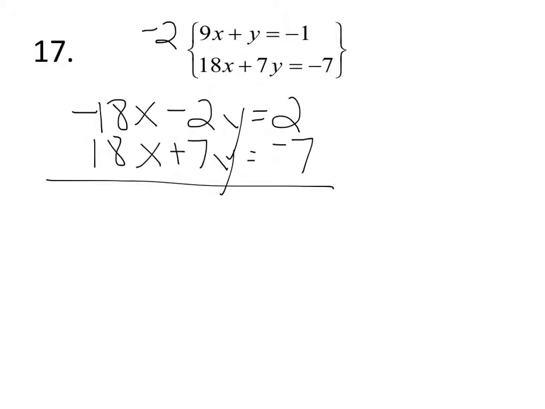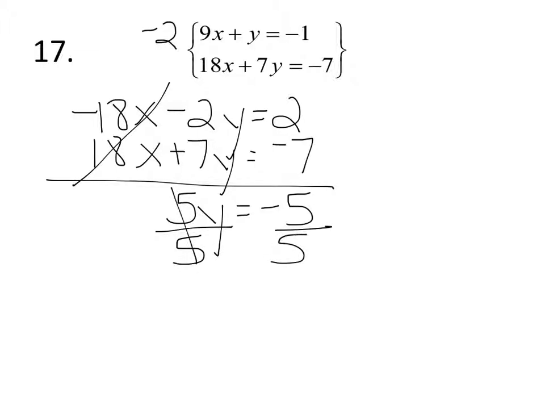Now you treat it like an addition problem. Negative 18x plus 18x is 0, so that cancels. Negative 2y plus 7y is 5y. And 2 minus 7 is negative 5. So now I'm able to go ahead and solve for y. You get y is equal to negative 1.